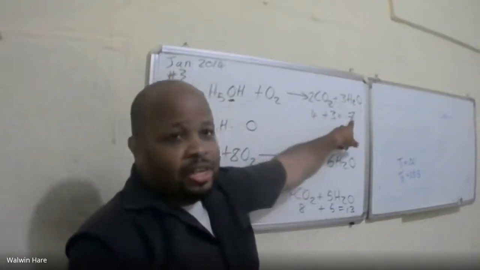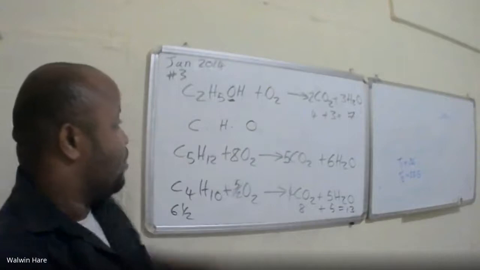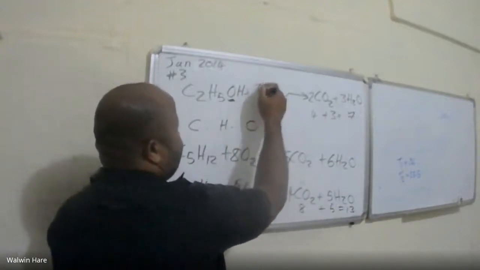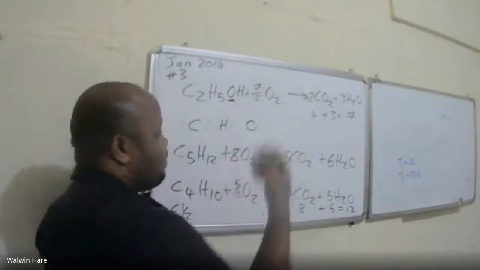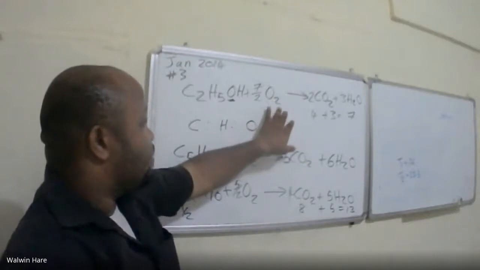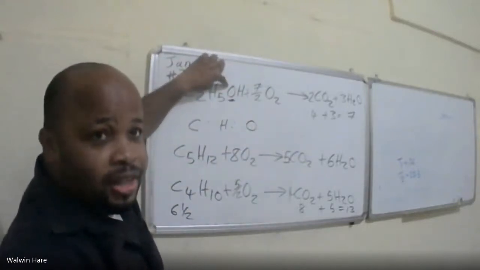So you have 7 oxygen over here. You cannot come here and put it over 2. If you do that, let's say put 7 over 2. We know 7 over 2 is 3.5. So 3.5 times 2, that is 7. But this oxygen would mean that you have 8.